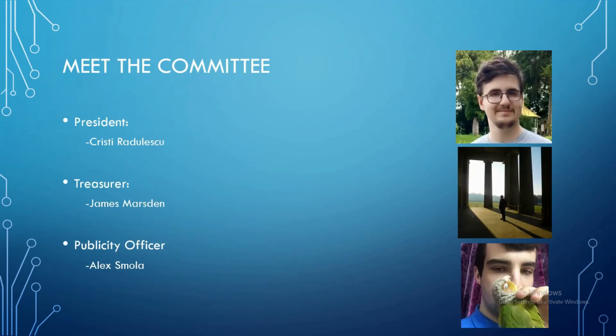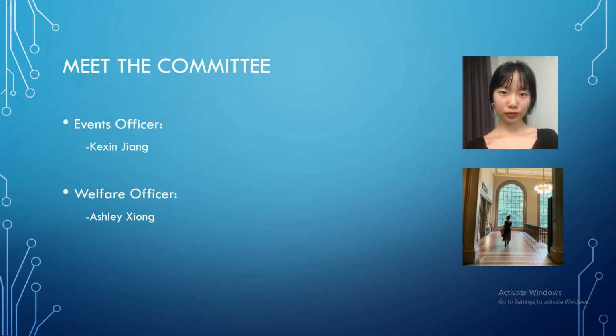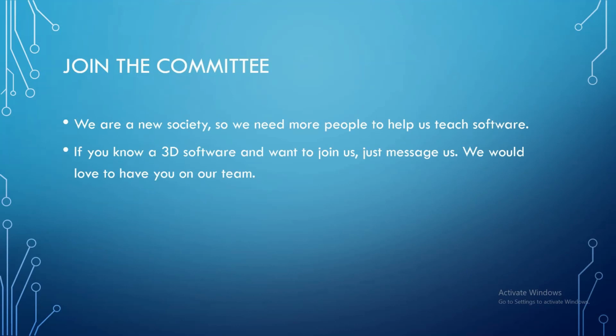What about our committee? So this is me. I'm the president. Treasurer is James Marsden, fellow physics student, astrophysics student specifically. Our publicity officer is Alex, and we also have two new people to our team. Keshin is our events officer, and Ashley is our welfare officer.